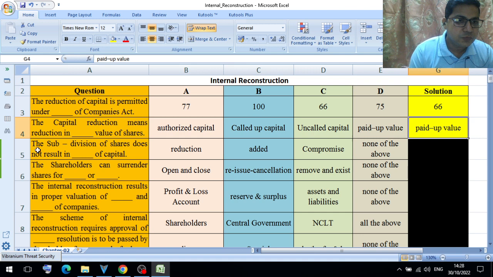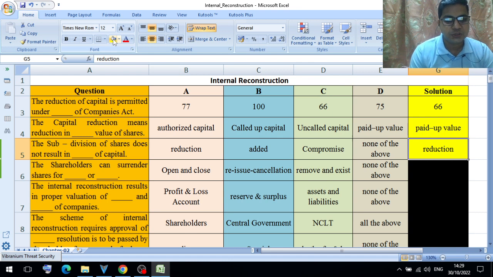Next question. The subdivision of shares does not result in dash of capital. Option A, reduction. Option B, added. Option C, compromise. Option D, none of the above. Subdivision does not mean reduction. We can say that it is a compromise.